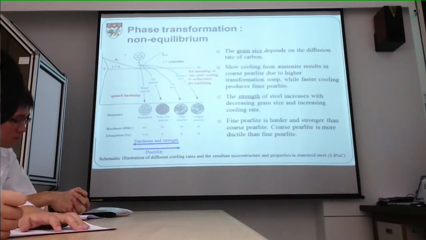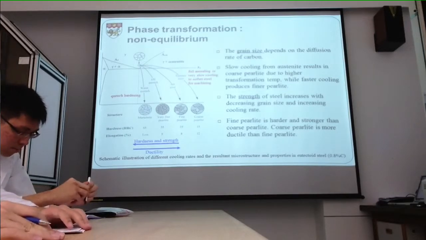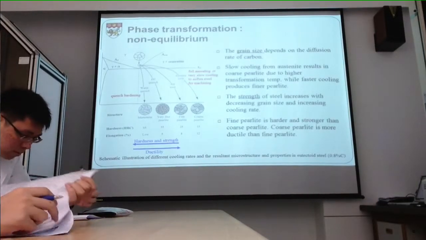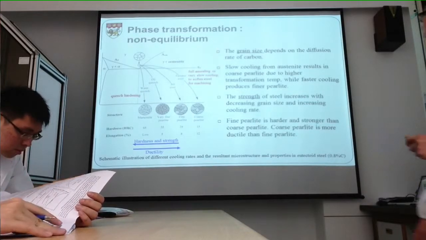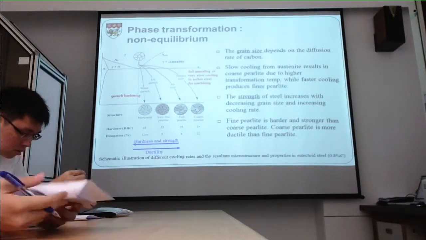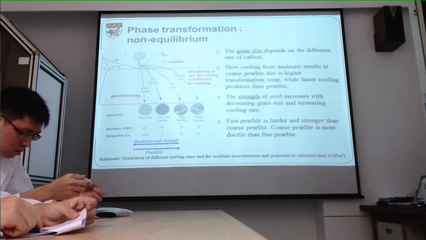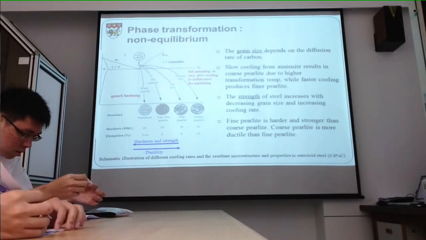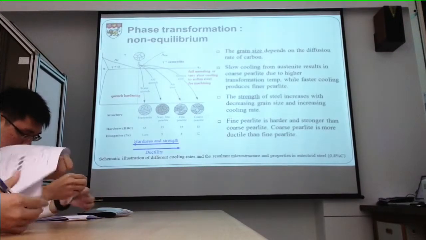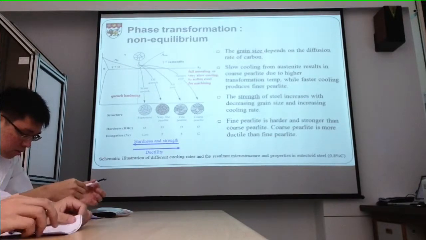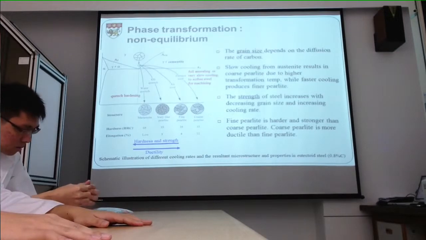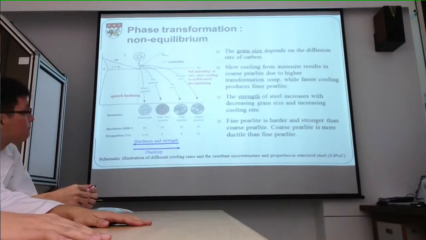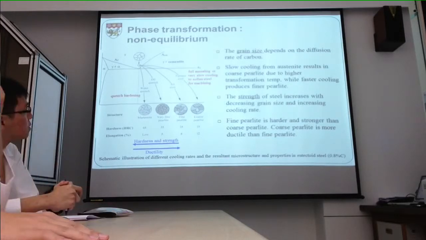So after the heat treatment of steel, the grain size obtained depends on the diffusion rate of carbon. Slow cooling from austenite results in coarse pearlite due to higher transformation temperature, and the faster cooling produces the fine pearlite. The strength of steel increases with decreasing grain size and increasing cooling rate.